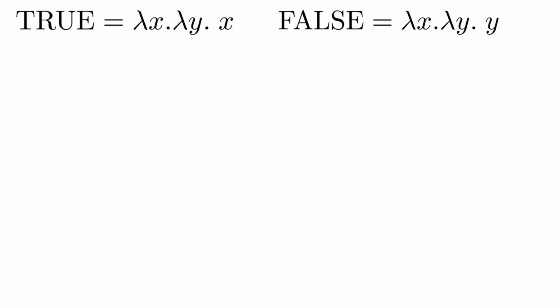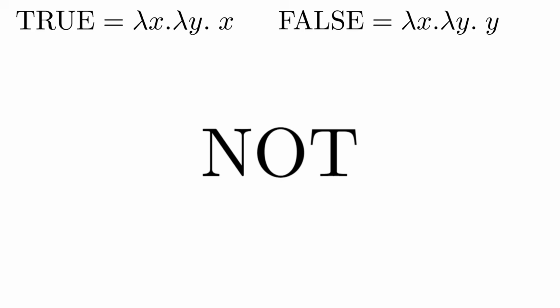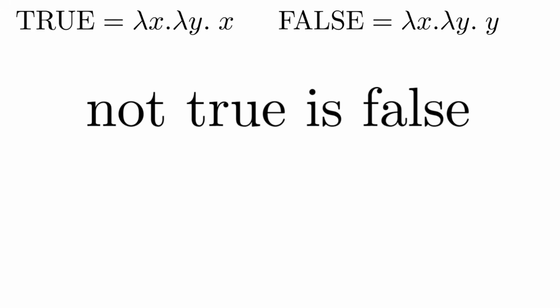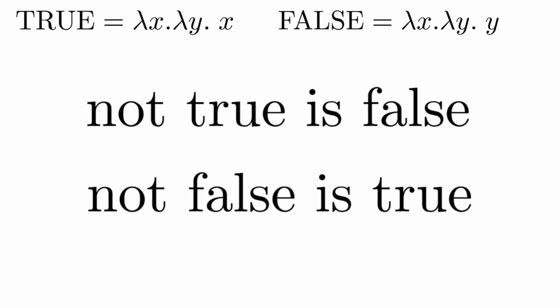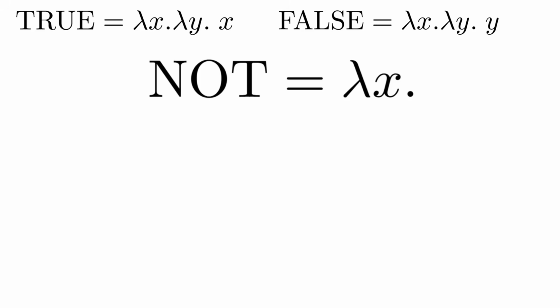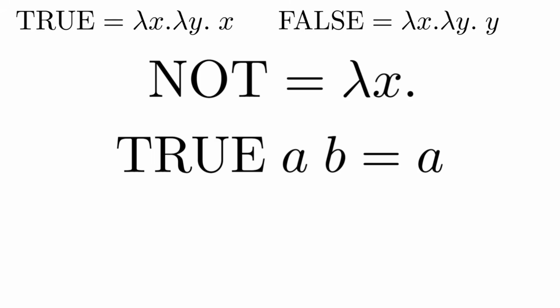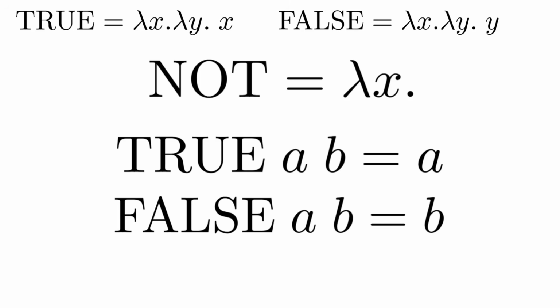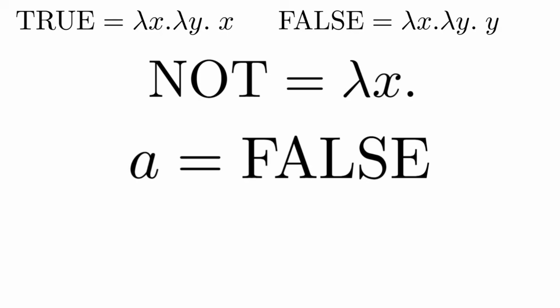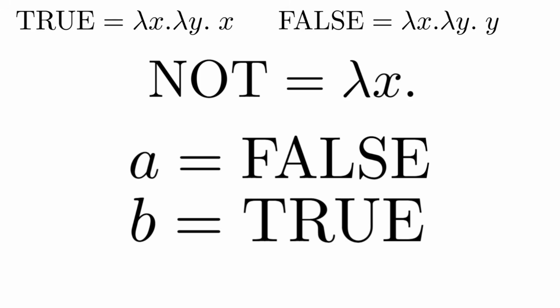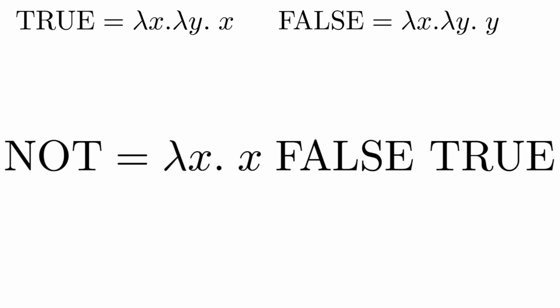Now, what if we want to affect the booleans? Let's try to create a simple function, not. Not of true is false, and not of false is true. So not starts with lambda x as it has one input. But what follows is important. Remember, for true we choose the first option, and for false we choose the second. So we want our first option to be false, and our second to be true. This gives us not equals lambda x dot x false true.